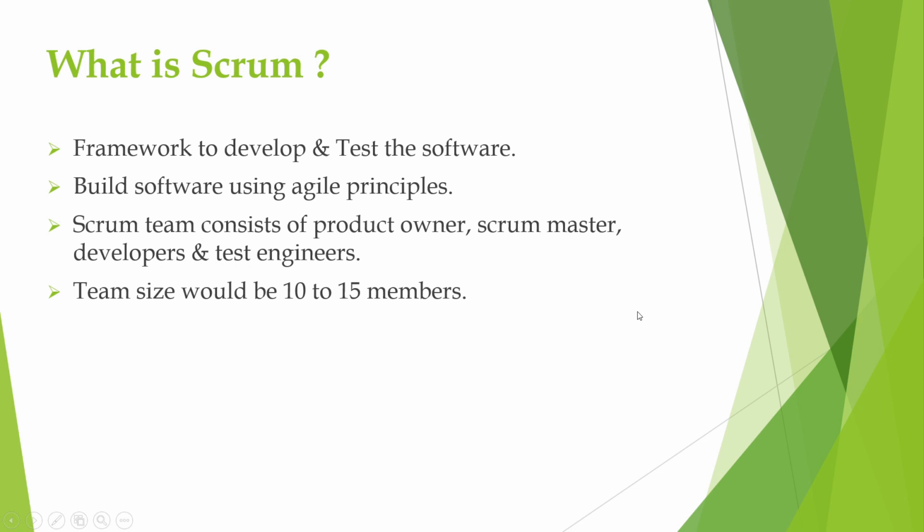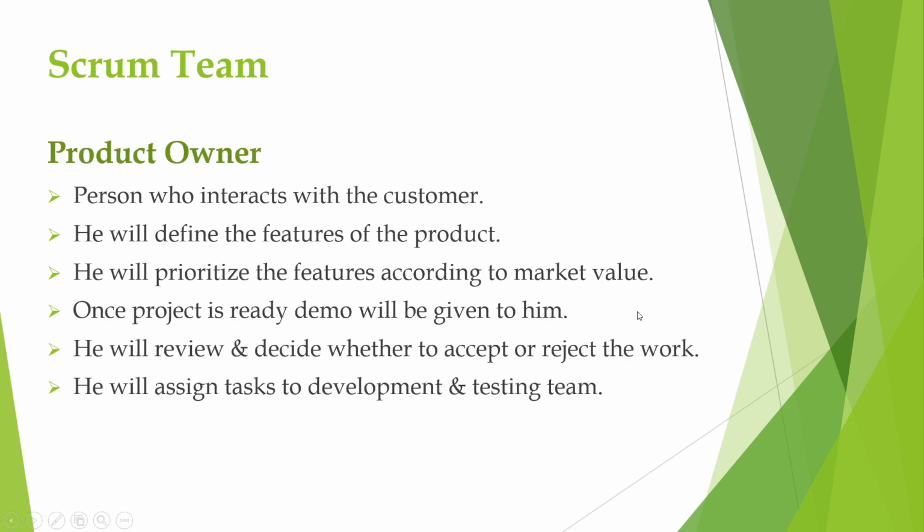First is the product owner. The product owner is the one who will be interacting with the customer. Then he will also be defining the features of the product. He will tell us the priority. He will prioritize the features according to the market value.